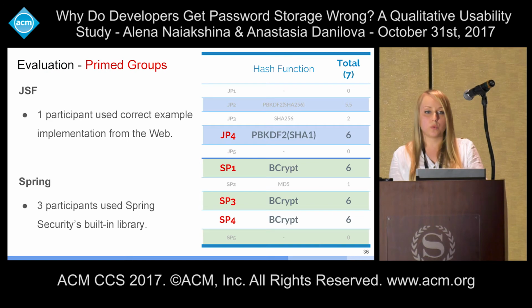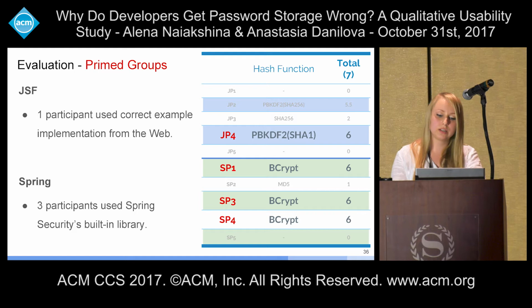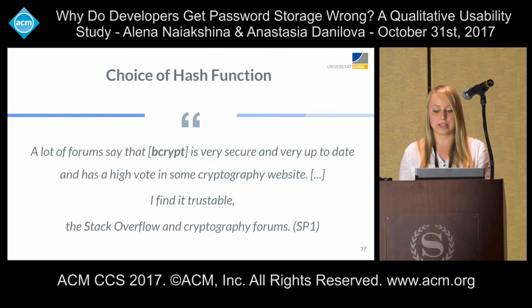From the JSF group, 1 participant used the correct example implementation from the web and received 6 points. From the Spring group, 3 participants, SP1, SP3 and SP4, used the Spring Security built-in library, and so they were able to receive 6 of 7 possible points for security, and all of them chose bcrypt as hash function. SP1 reasoned this choice by the fact that a lot of forums say that bcrypt is very secure and very up-to-date and has a high vote in some cryptography website. "I find it trustable, the Stack Overflow and cryptography forums."